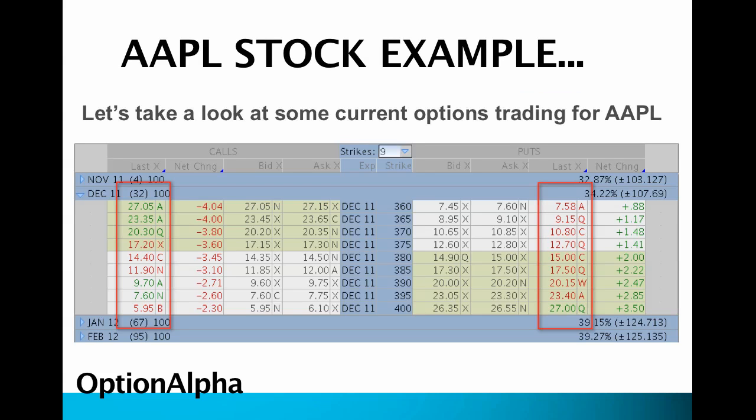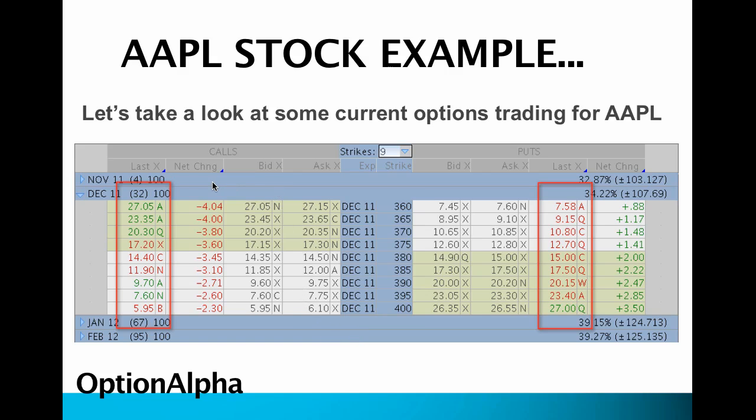So we're going to go with an Apple stock example like we've been doing, and let's look at some current options that are trading for Apple. Now, I always use the last trade. So some people like to look at the bid and the ask and try to figure out what the in-between trade is. But when I'm looking at the price of an option, I'm always going to look at the last trade, or what the premium is for that particular contract.